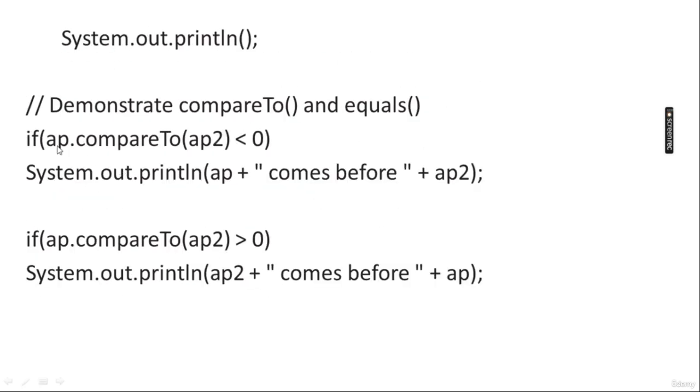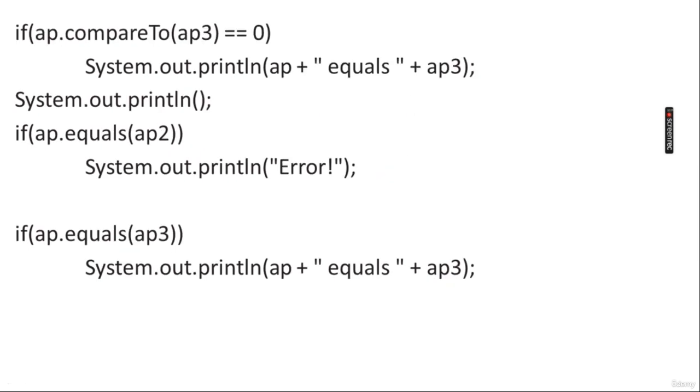Okay. So AP dot compareTo AP2 is less than 0. So AP will come before GoldenTail, and GoldenTail will come before RedTail. And if AP compareTo AP2 is greater than 0, then AP2 comes before AP. So this way we are comparing the position of the constants in the enumeration. If AP dot compareTo AP3 is equal to 0, we are displaying AP equals AP3.